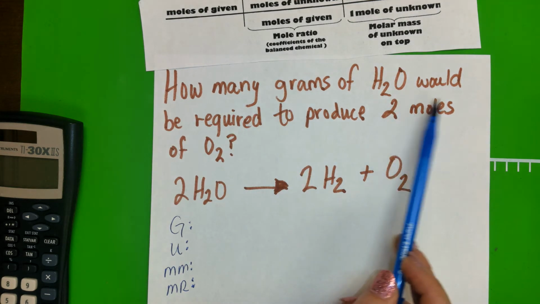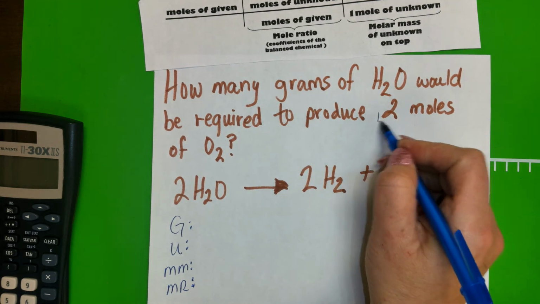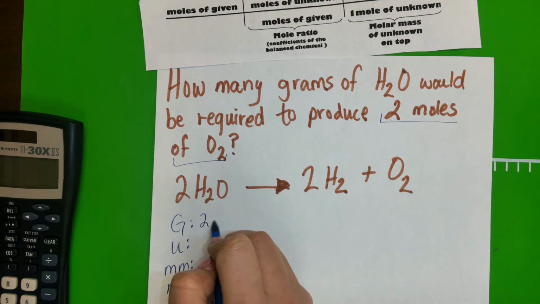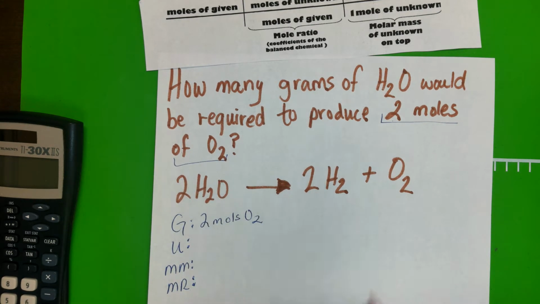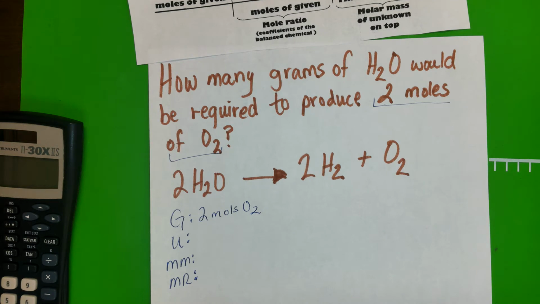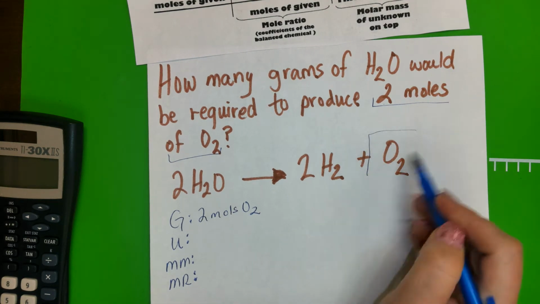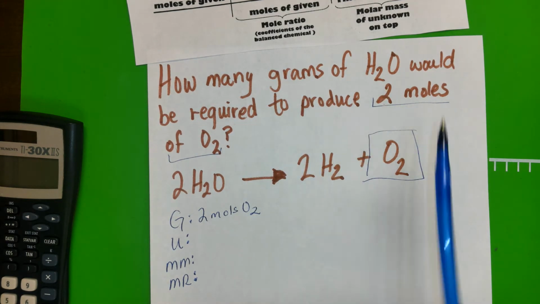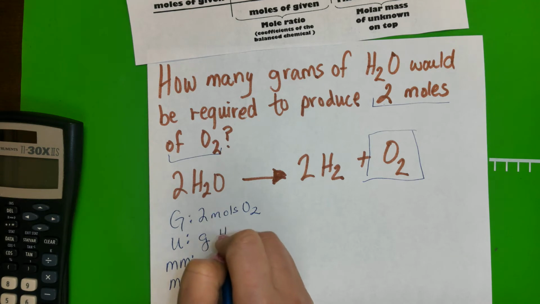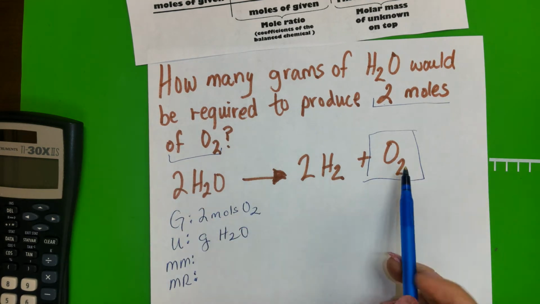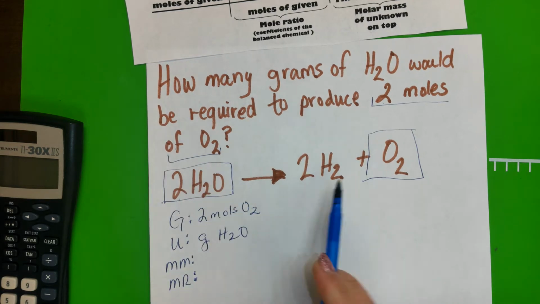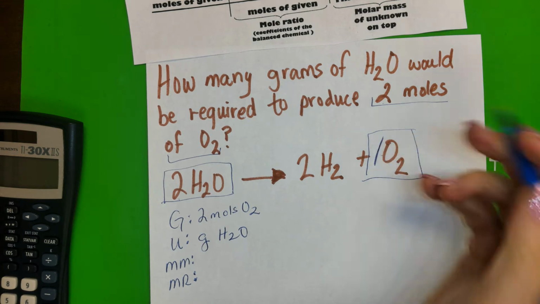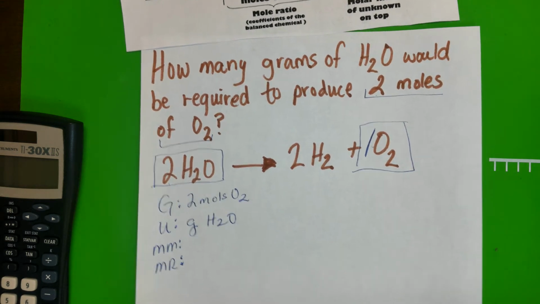So how many grams of water would be required to produce 2 moles? That's your given number of O2, of oxygen. So 2 moles, and let's put O2 for oxygen. Your unknown is how many grams of water. So we're going to go from here to here, and we're not going to use this other one. Now keep in mind that the number in the front is a 1, because we're going to need that in the mole ratio.